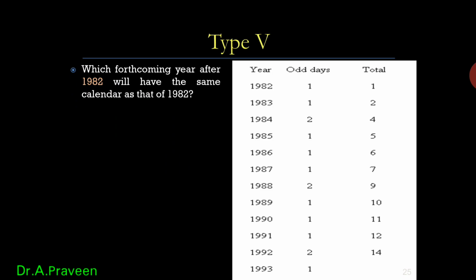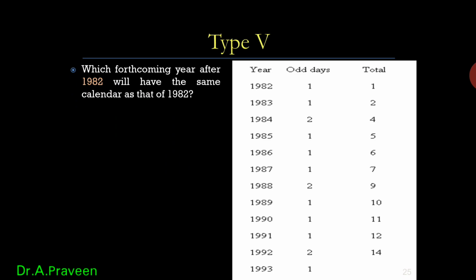So 1 plus 1 becomes 2. Next we move to the next year, 1984. 1984 is a leap year, so therefore the number of odd days is 2. Now we write 4 to be the total number of odd days. 2 plus 2 is 4. 2 is taken from the total of the previous row, and the other 2 is taken from the number of odd days in 1984. Next we move to 1985.